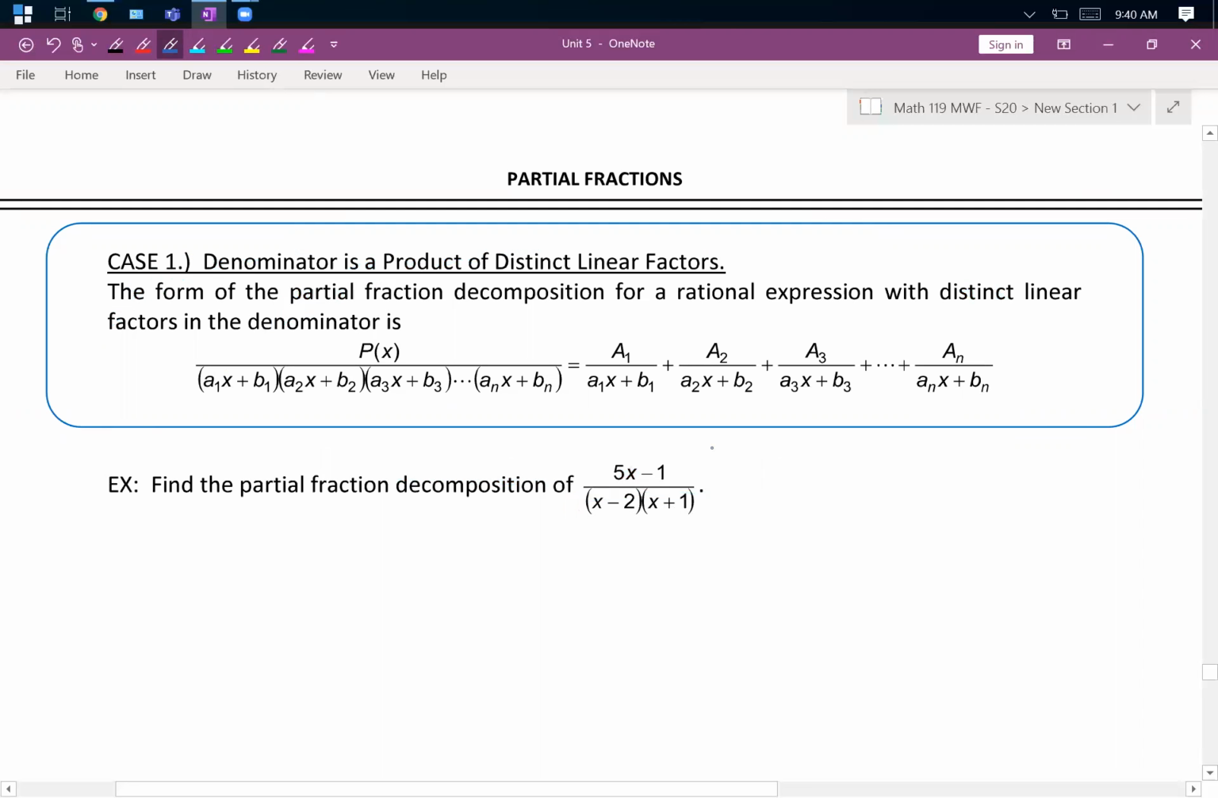If this is the result of adding 2 fractions together, the denominators of the 2 fractions we added together, one of them is going to have to be x minus 2 and the other one is going to have to be x plus 1. And then we add those together and get this LCD. So every linear factor you have in the denominator is going to be its own fraction.